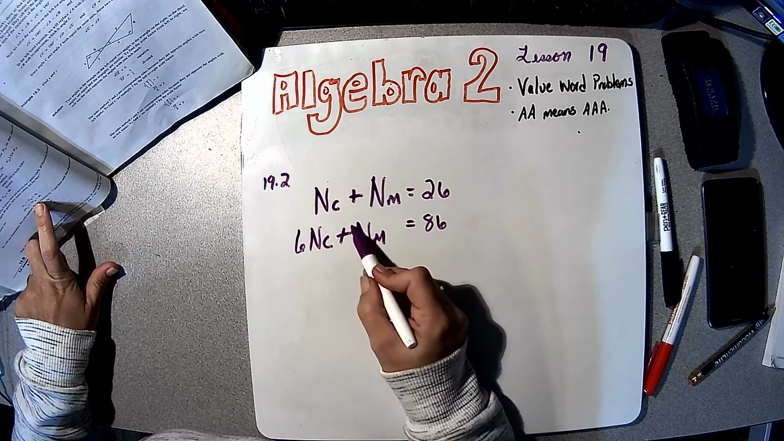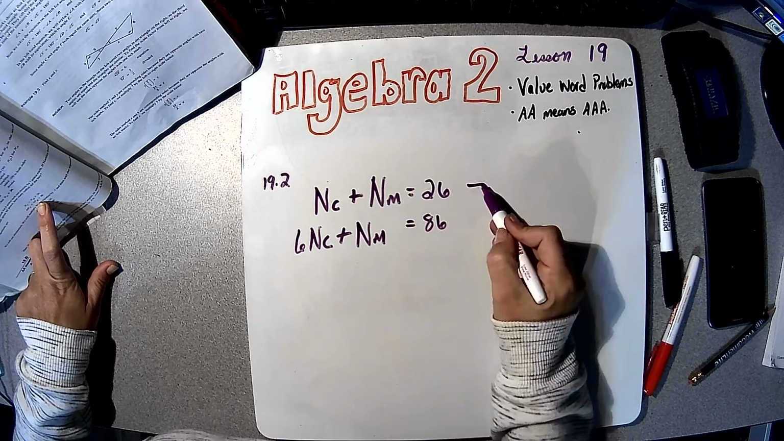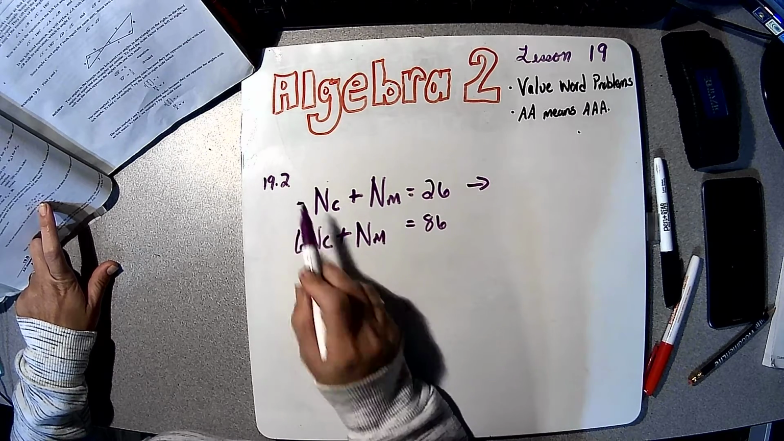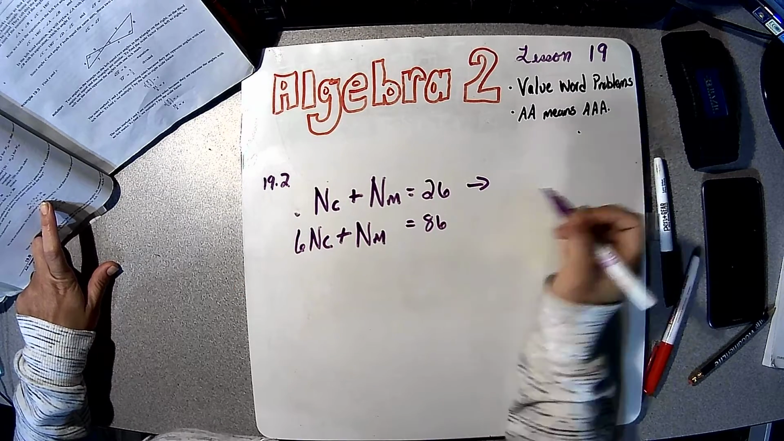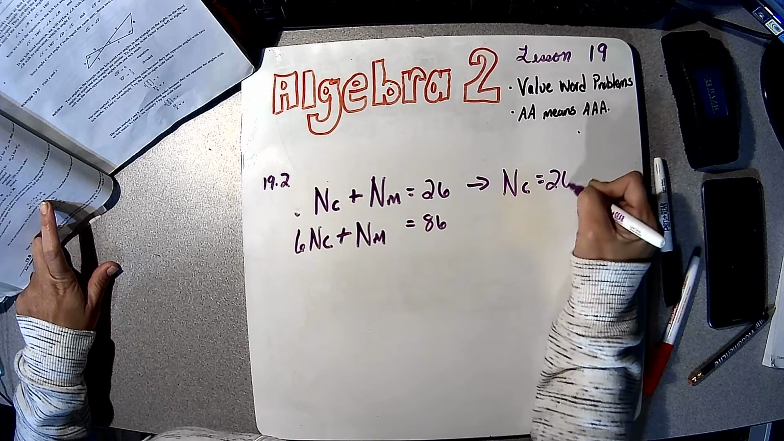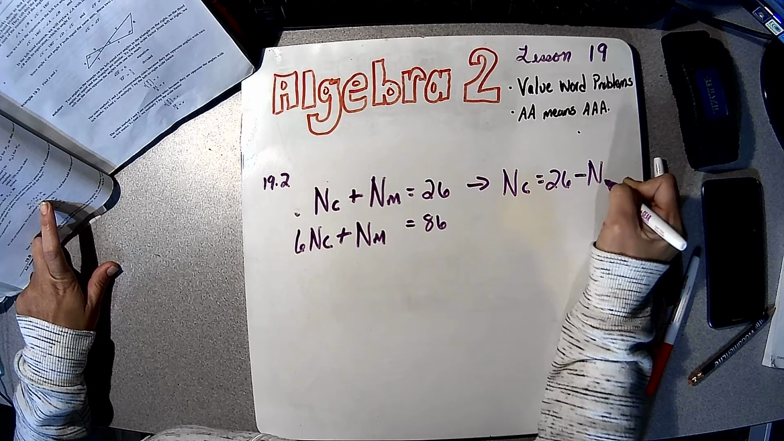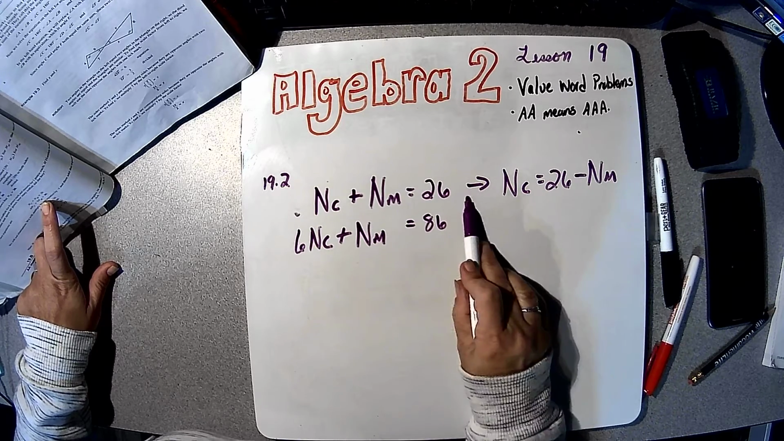Okay? We don't have to write that 1 right there. All right, so we're going to rearrange this problem. This equation at the top here, we're going to rearrange so that we can substitute a value into the second equation. So we're going to say number of codfish equals 26 minus the number of mussels. Okay? So all I did was move that to the other side.